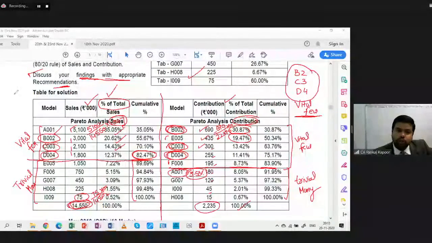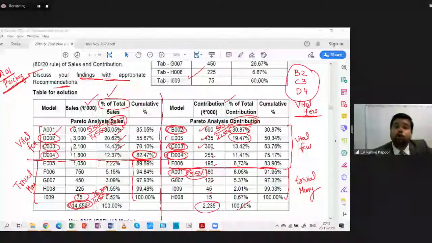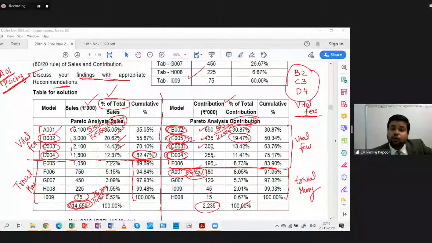Hence, in the case of A1, we need to focus on the pricing. There is something wrong in the pricing. We must increase the sale price because our product is currently only able to cover the variable cost. This is the only reason our contribution is only 3.53%. We need to enhance this contribution. Hence, we need to relook at pricing. Agreed?